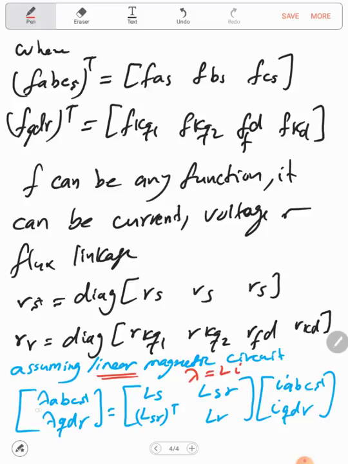So simply here, for lambda ABCS, we have two flux linkages. One is due to the stator and the second one is due to the rotor circuit. The same thing is valid also for the rotor circuit. Now we need to find LS, LSR, and LR in order to find the voltage equation. Now for simplicity, let's assume that we have only one damper winding in the Q-ax and one damper winding in the D-ax.